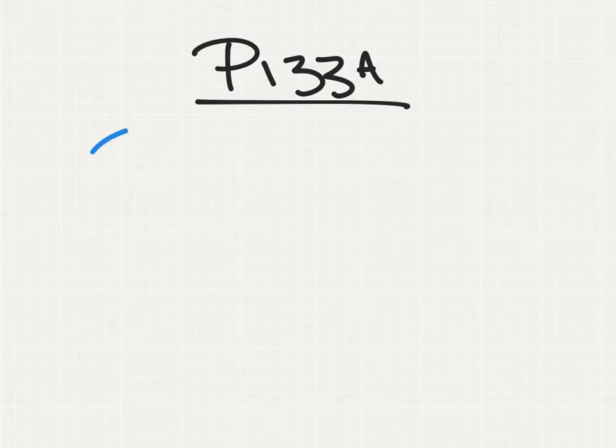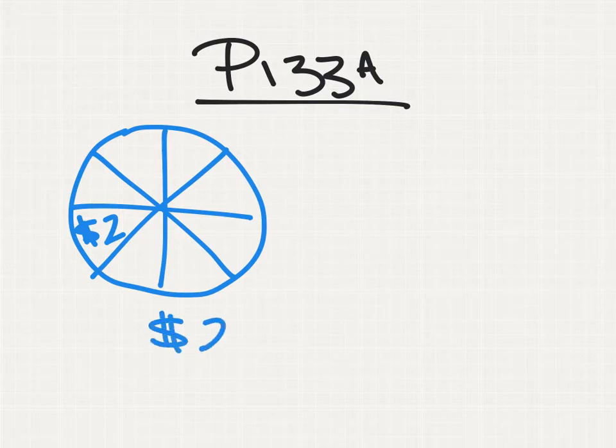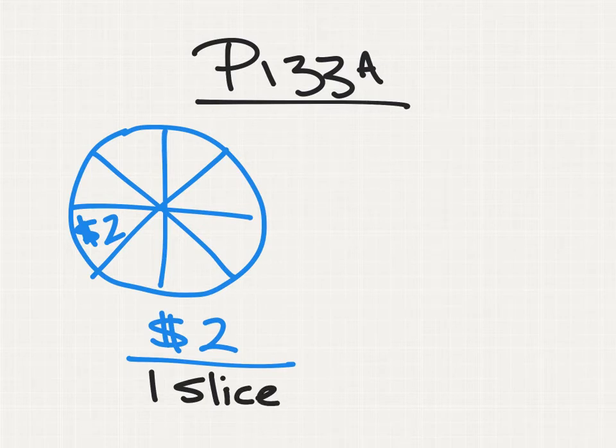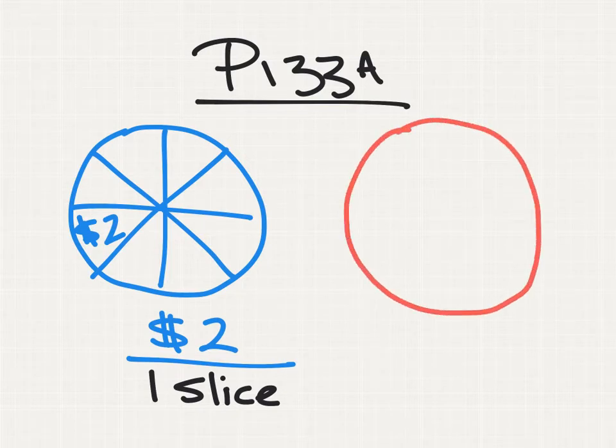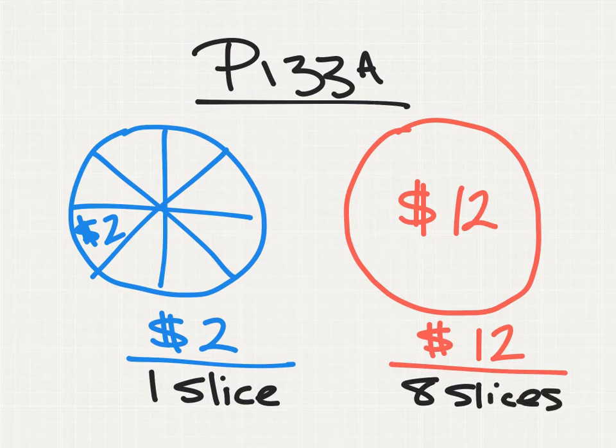Well, if you're out at lunch and you're looking to get some pizza, here's an example. You know that you can go to the local pizza joint and get a slice of pizza for $2. You're going to pay $2 for each slice. The rate is $2 per slice. But you also know at that same pizza joint, you could buy the entire pizza, all 8 slices of it, for $12, at a rate of $12 for 8 slices, right? All 8 slices of that pizza make up the entire pizza.